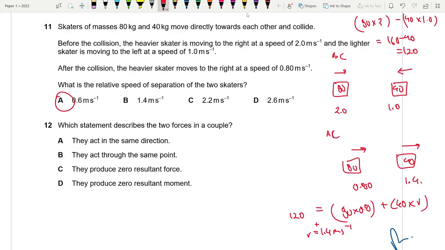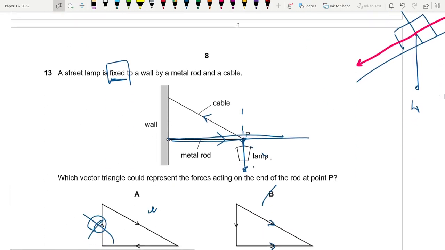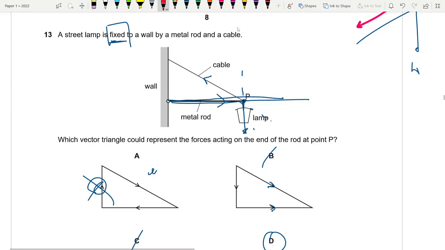Which statement describes the two forces in a couple? They act, this is a couple, acting in opposite directions, same magnitude. Okay, so same direction, wrong. Act through the same point, no. There's no guarantee. They produce zero resultant force. This is true. But they do produce moment, but they do not produce a resultant force. Okay, they have turning effect. Okay, let's go to the next one.